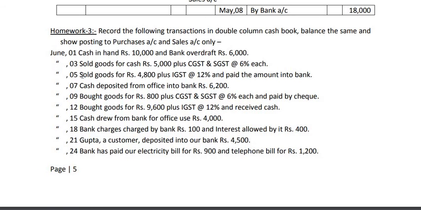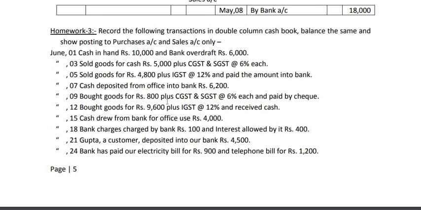Then sold goods for 4,800 plus IGST 12% and paid the amount into bank. Here also we will write to sales, but this will come to the bank column, and to output IGST 12% of this will also come to the bank column. Then cash deposited from office into bank, there will be a contra entry for that. The entry will be bank account debit to cash.